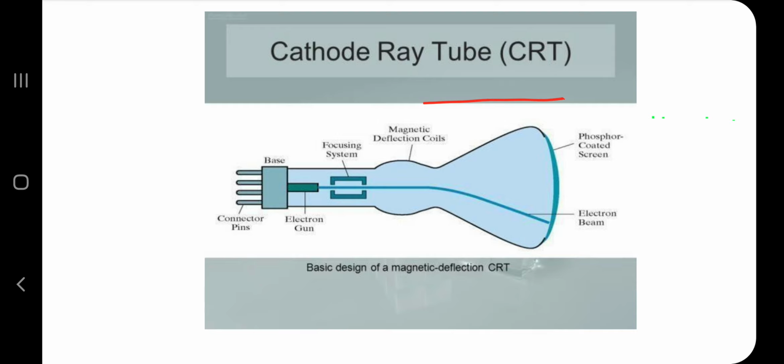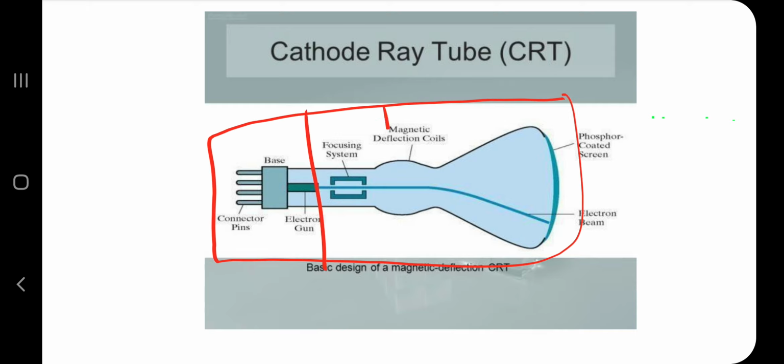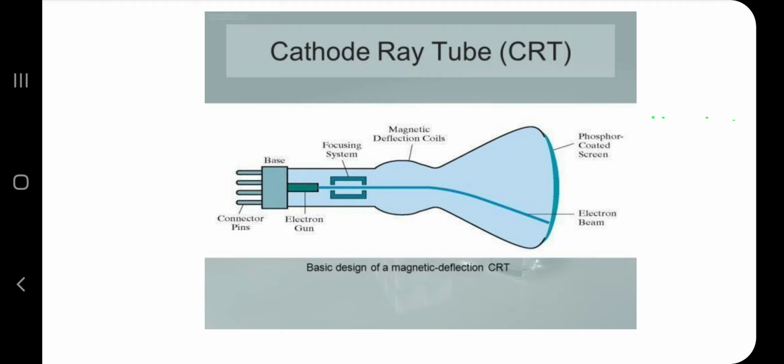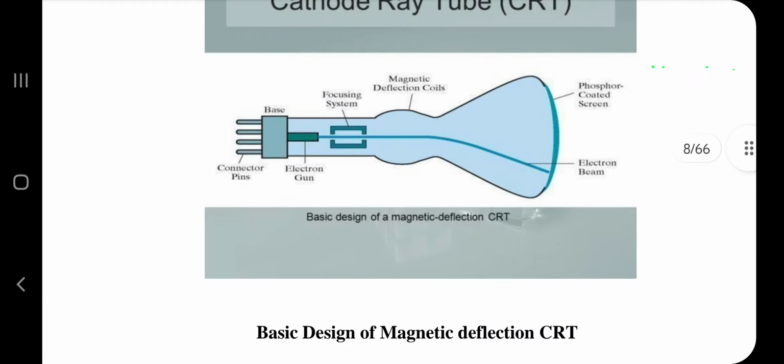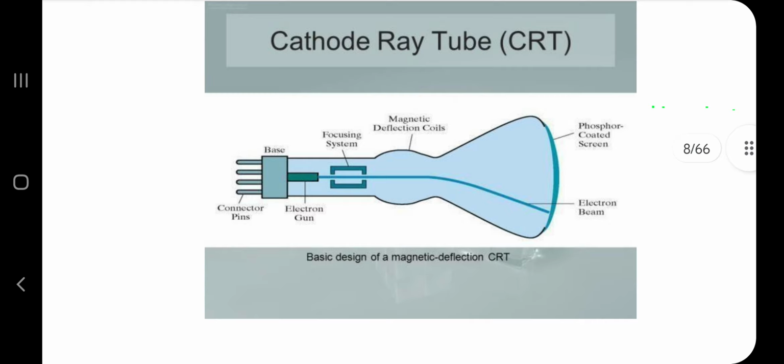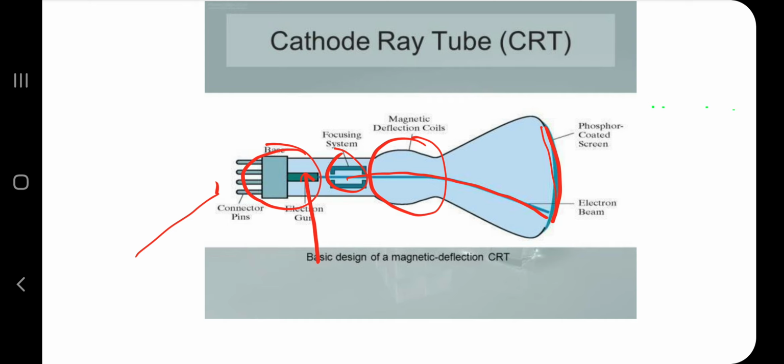So your first step is to make this diagram, divide it into 4 parts and explain each part in detail. That will cover at least 1 page, right? On the next page you will write the working principle. Electrons are generated from here via connector pins, and the electrons are emitted from the electron gun. When they pass through the focusing system and the magnetic deflection coils, they point to a screen. That screen shows which position they point to and at what speed.